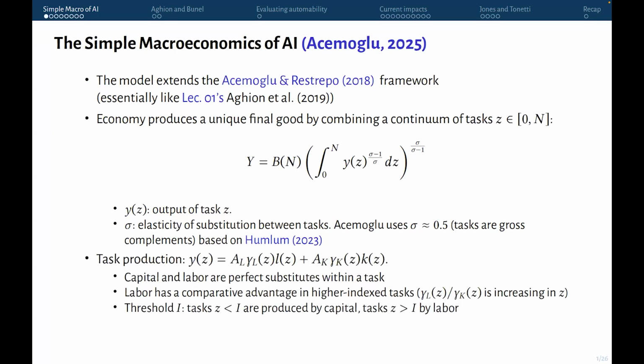In an individual task, you have perfect substitutability between capital and labor. And you have both these AL and AK terms that are average or aggregate labor augmenting and capital augmenting technology, and then also task-specific gamma L and gamma K of Z terms that indicate productivity within that task of labor or capital, which is slightly different from what we saw in the Jones model. But once again, we're going to have a threshold of tasks where capital is used all the way up to a certain threshold, and then labor is used in the remaining tasks, like in the dirt and water models we've been talking about.